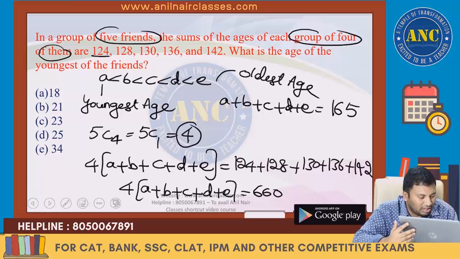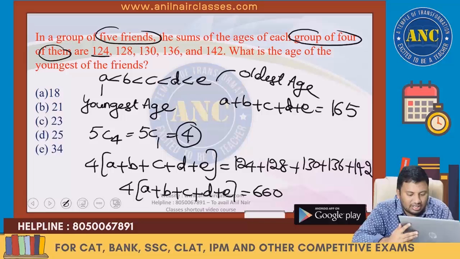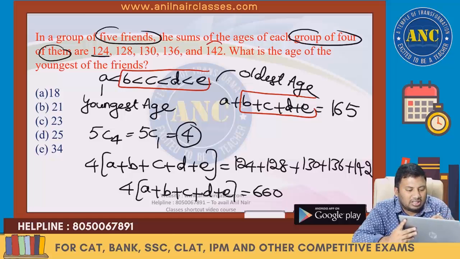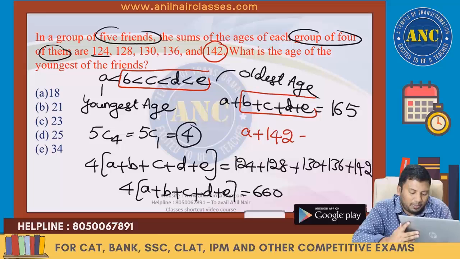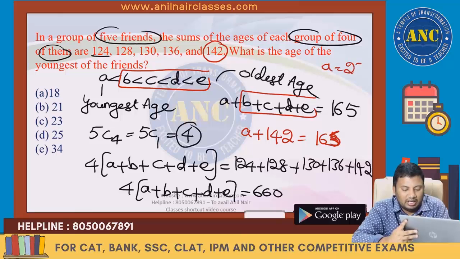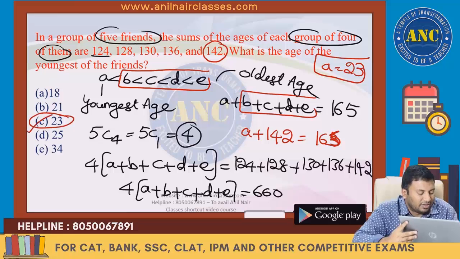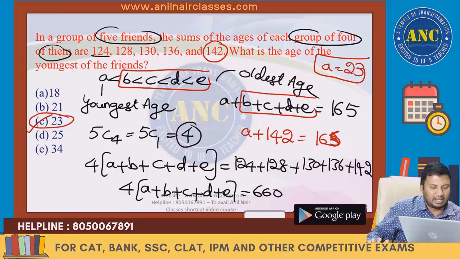But we want A. A is the youngest. B plus C plus D plus E is nothing but the highest. Highest is 142. A plus 142 is 165. So A value is 23. First one answer is 23. I hope it is clear.